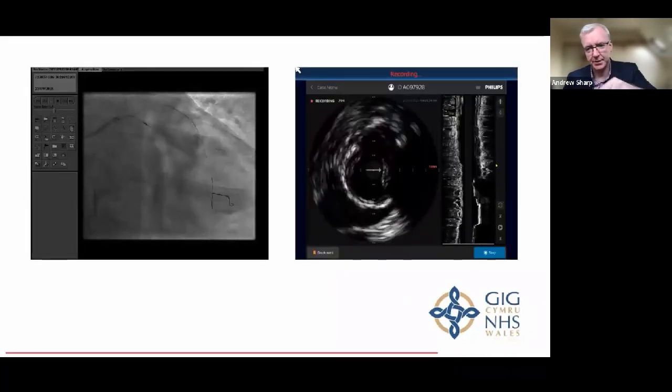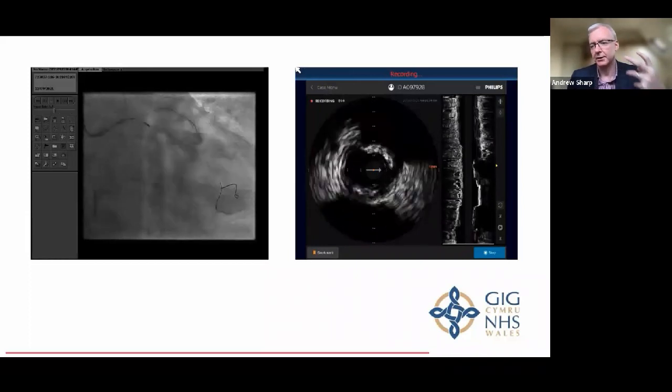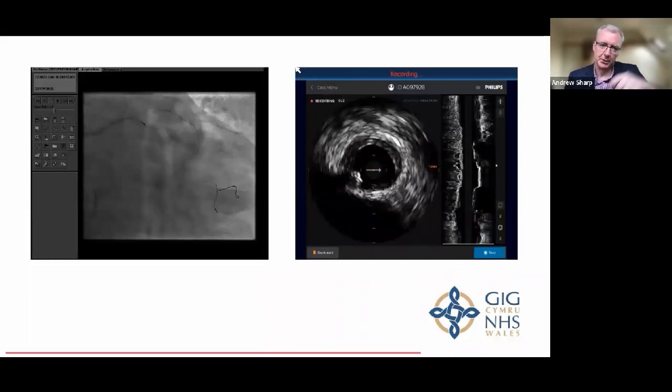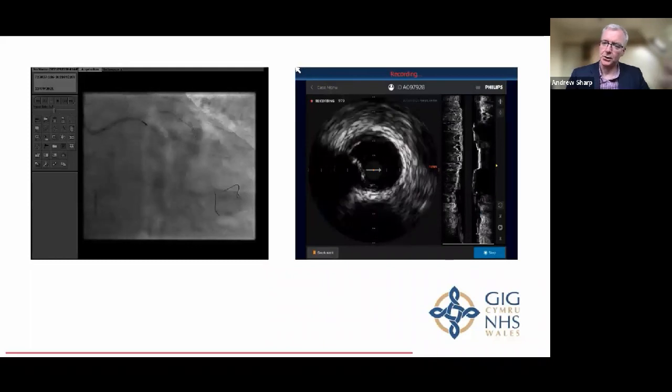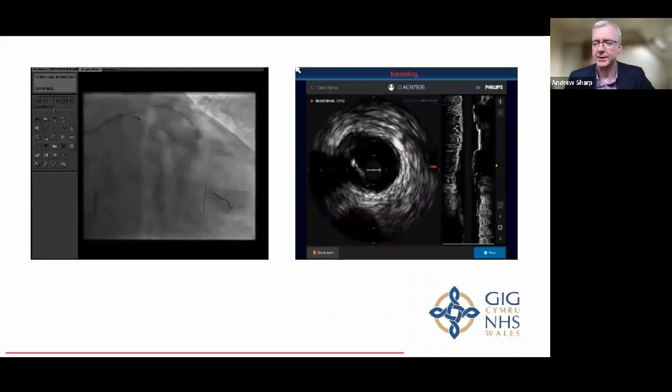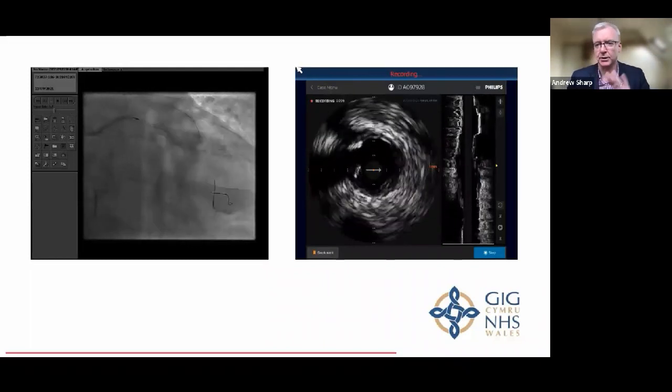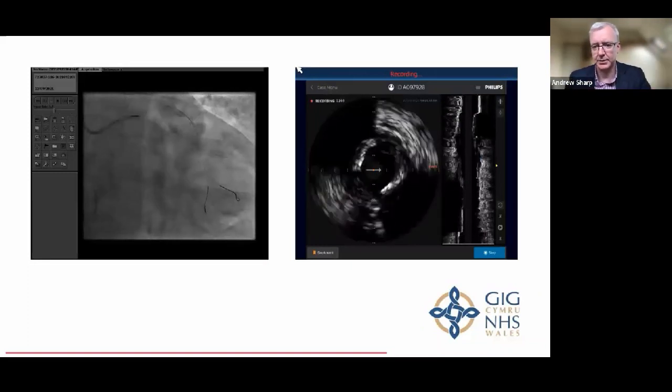Then that's what you see on the right-hand screen in the co-registration system. And then when you get back to the guiding catheter, you do a cine angiogram and it will synchronize the images on top of each other. So it will synchronize the angiogram and the IVUS.